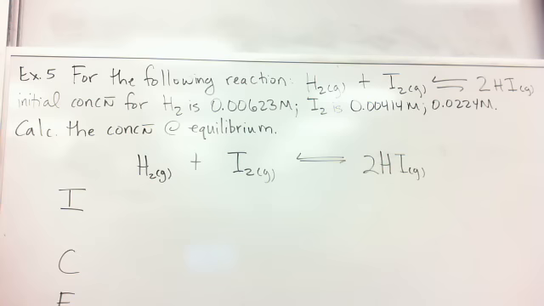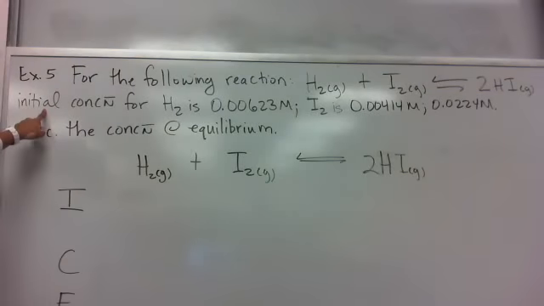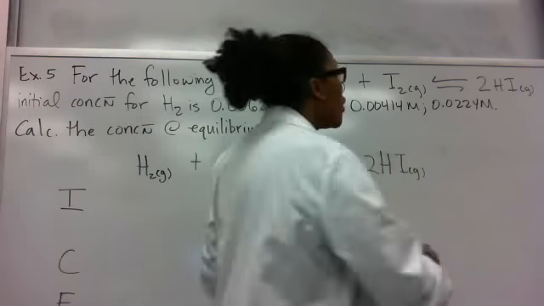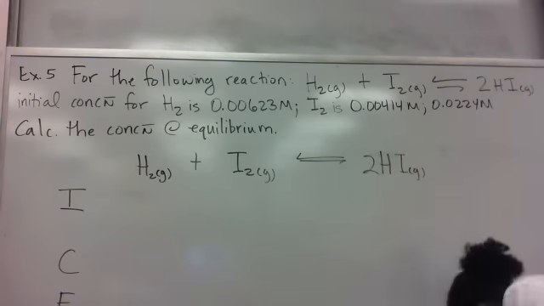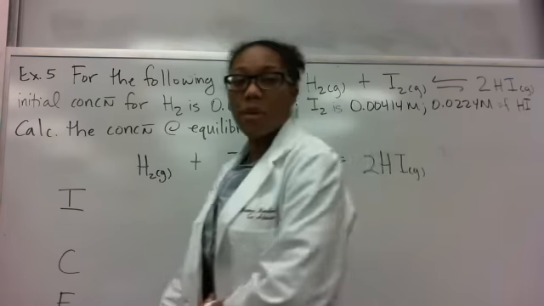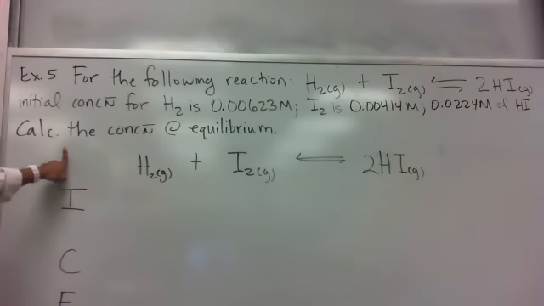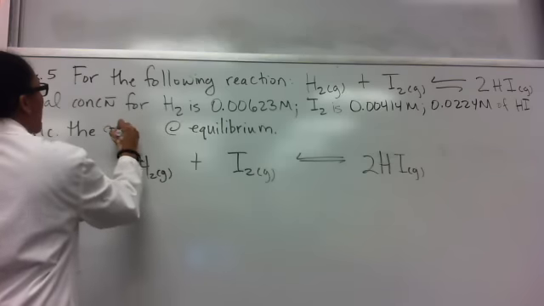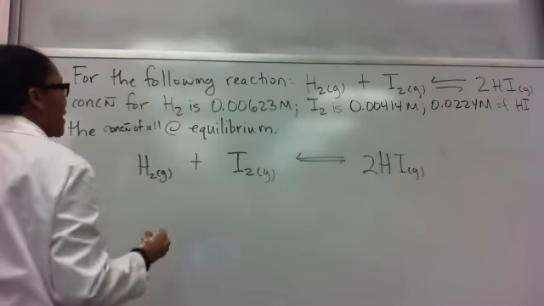So it says, for the following reaction, where we have still our hydrogen gas reacting with iodine gas, producing 2 moles of hydrogen iodide gas, we have initial concentrations. We have initial concentrations of H2, which is 0.00623 molar, I2, which is 0.00414 molar, and our hydrogen iodide, which is 0.0224 molar. And basically, we want to take this information again and solve the problem, but now the problem is asking us to calculate the concentration of each of these species, which is what this should say, concentration of all at equilibrium.